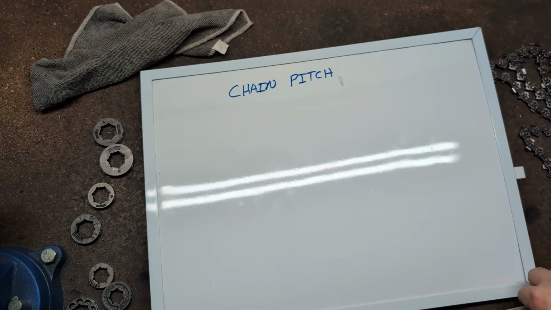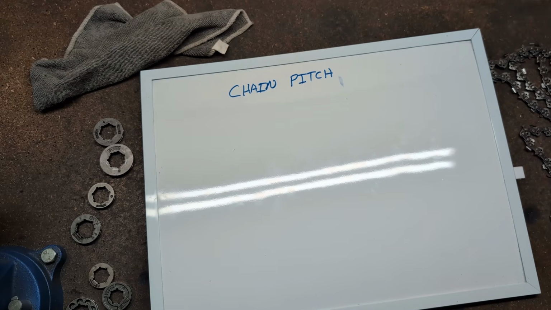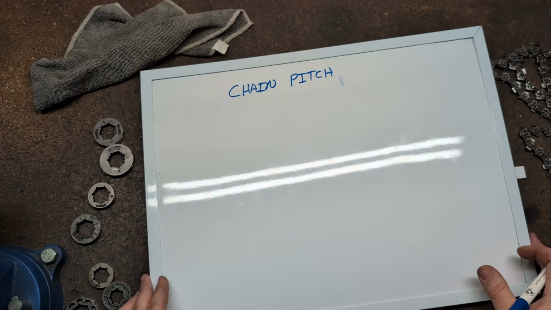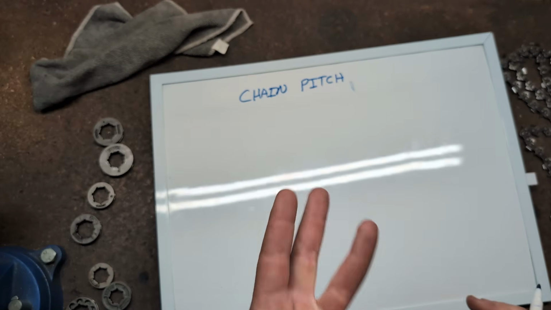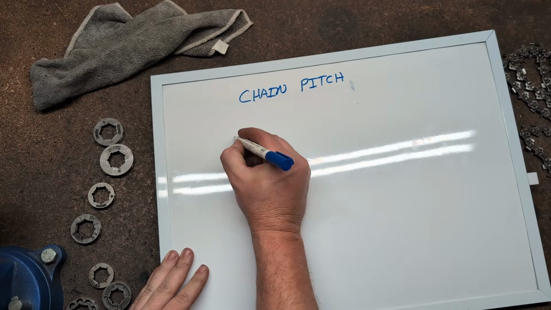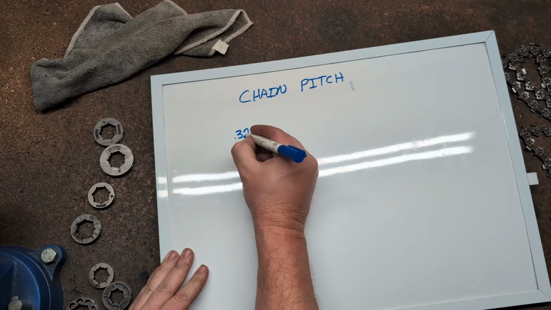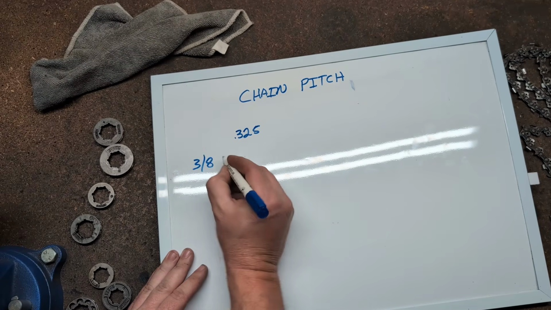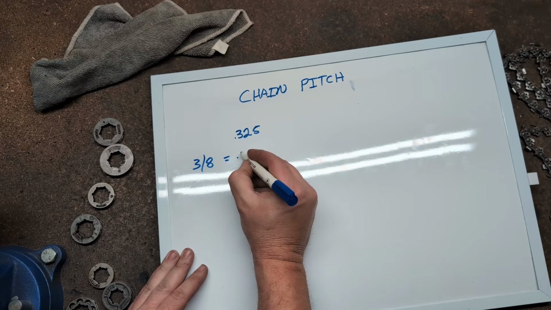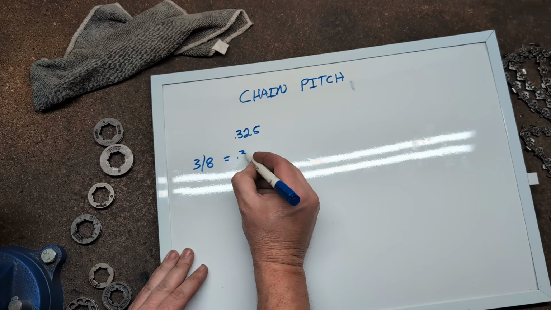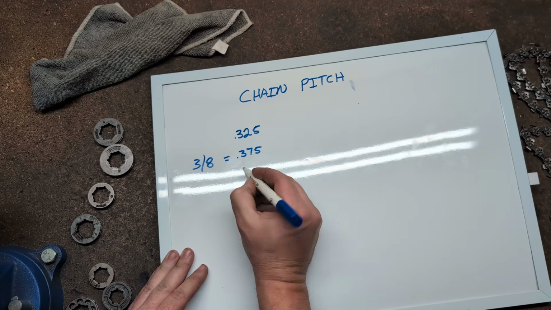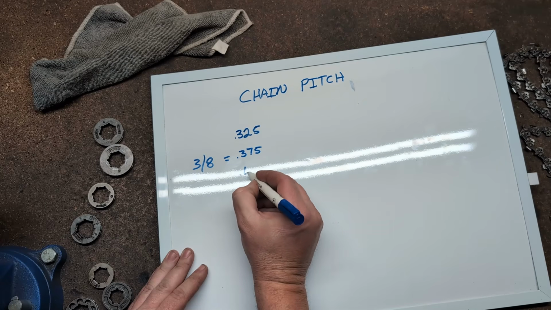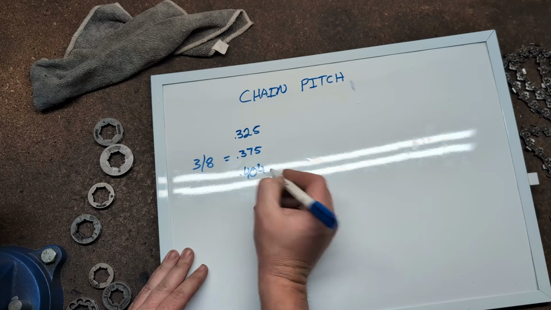For what we're going to talk about today, we're talking about chain pitches that are most commonly used on saws between 30 and 100 plus cc. So there's really only 3 sizes we need to know about. That is 0.325. The next one we'll call 3/8, but its measurement when you put it as a decimal is 0.375. And then we have the last one, which is 404.